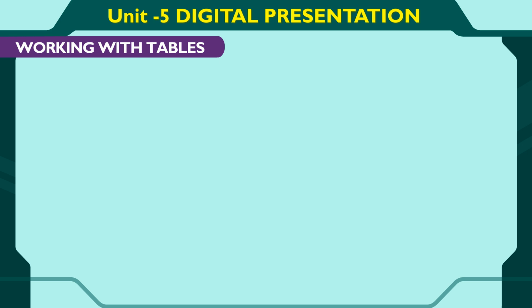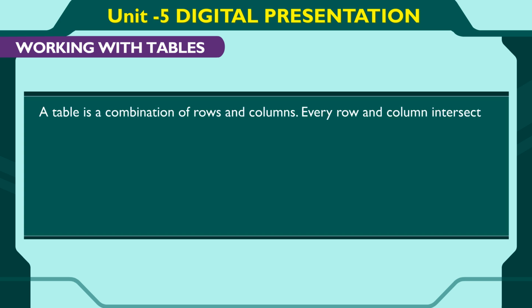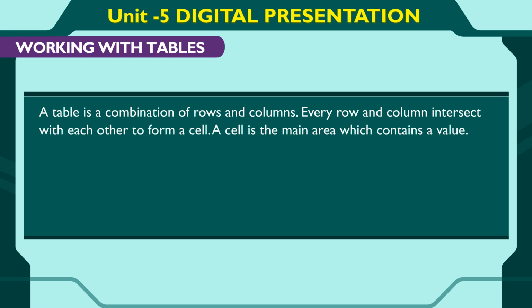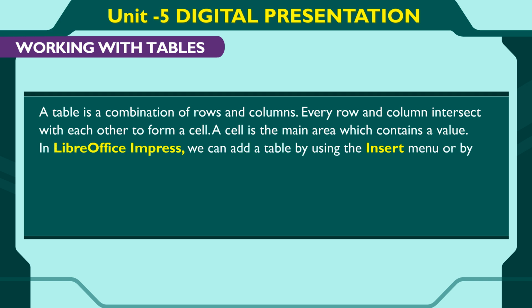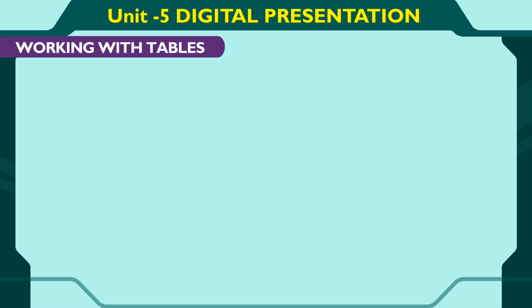Working with tables. A table is a combination of rows and columns. Every row and column intersect with each other to form a cell. A cell is the main area which contains a value. In LibreOffice Impress, we can add a table by using the Insert menu or by using the Insert Table icon from the Table toolbar. Creating a table.